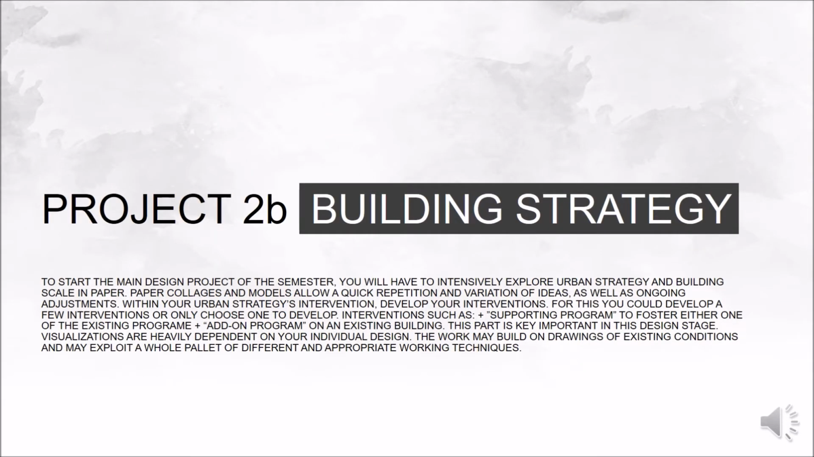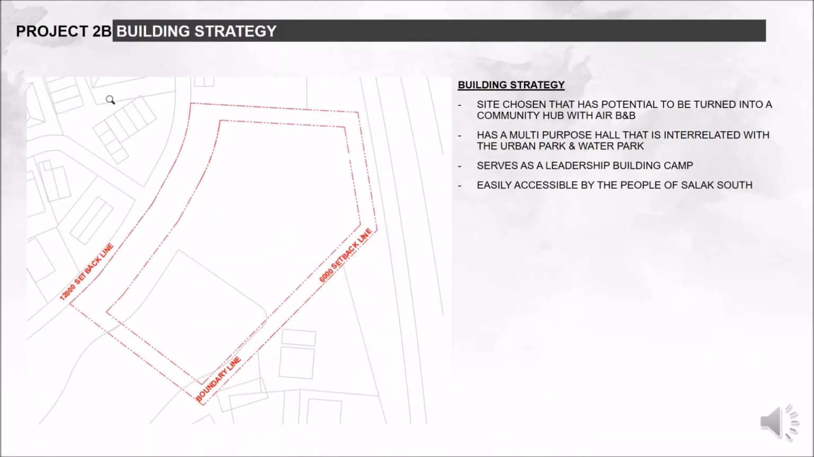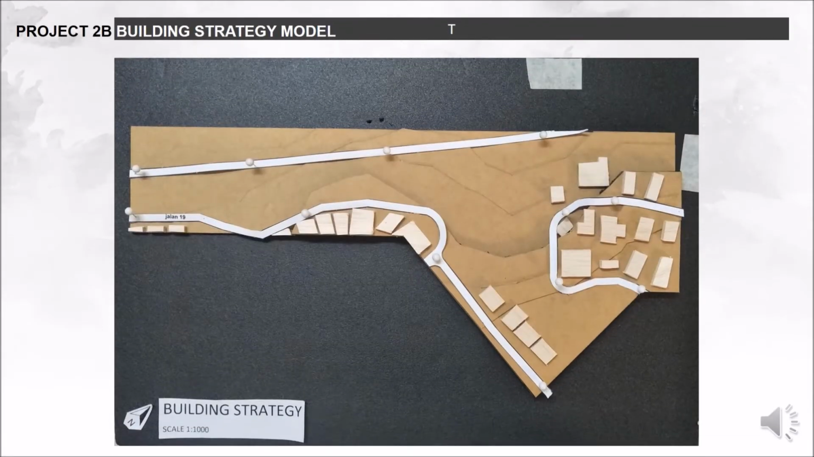Next, we'll talk about Project 2B, Building Strategy. The reason why I chose this site is because it has a two-way road, the traffic there is relatively less, and the site is quiet and tranquil. The chosen site has the potential to be turned into a community hub with rented studios and Airbnb, as a multi-purpose hall that is interrelated with the obstacle course and water park, as a leadership building camp for children. As you can see, this is a 1:1000 scale building strategy study model that I did for Project 2B.